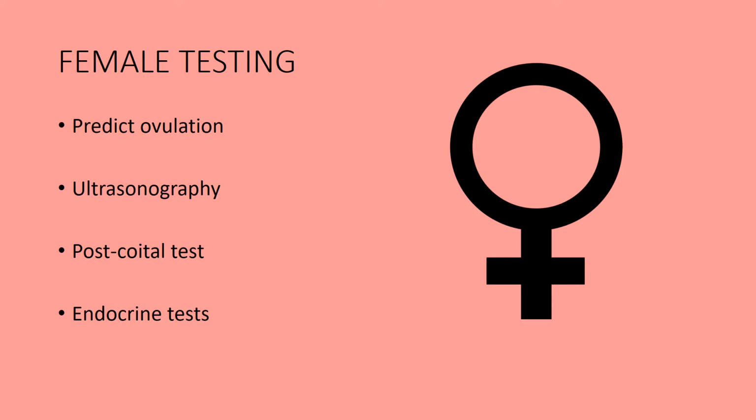Another test they can do is an ultrasound to also just detect any anatomical issues. And then the postcoital test. This is done about 6 to 12 hours after intercourse, after the male has ejaculated inside of the vagina. Using an ultrasound, the sperm is then visualized to see how it reacts in the cervical mucus of the woman. Some endocrine tests to evaluate the hormonal stimulation of ovulation are also done.